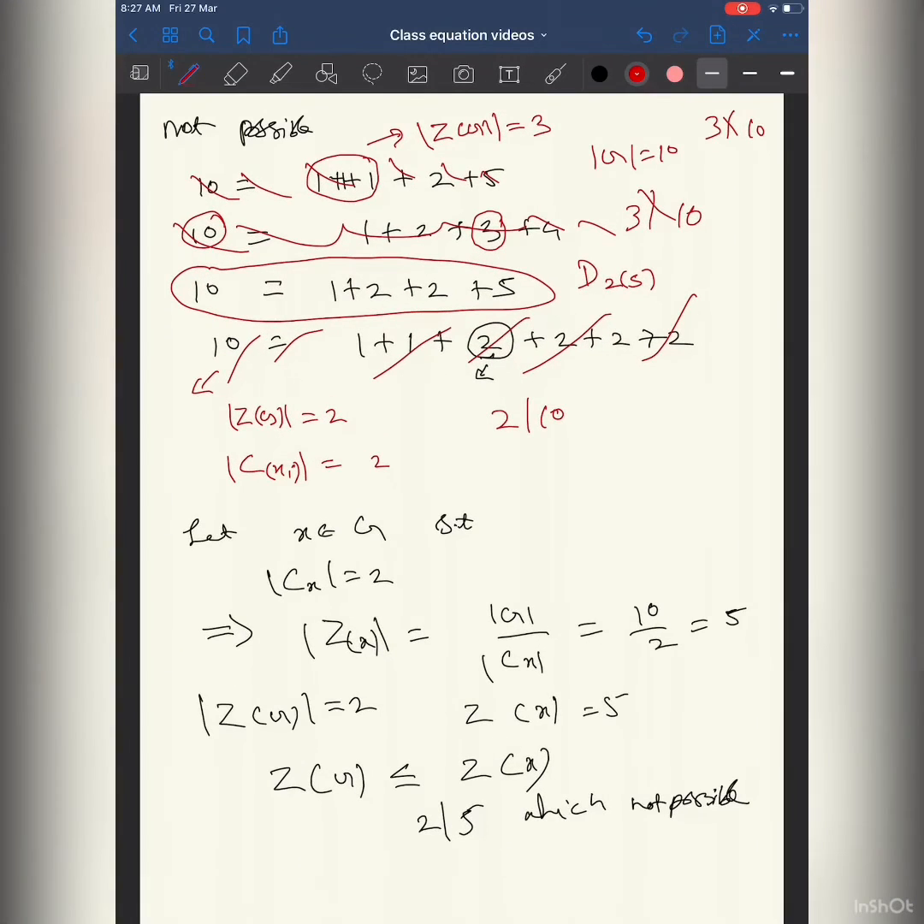Whereas the third option you can check. This is how you eliminate one by one. Okay, let's do more problems. Let us do it the reverse way. Reverse way in the sense you will check with the group of order 6.